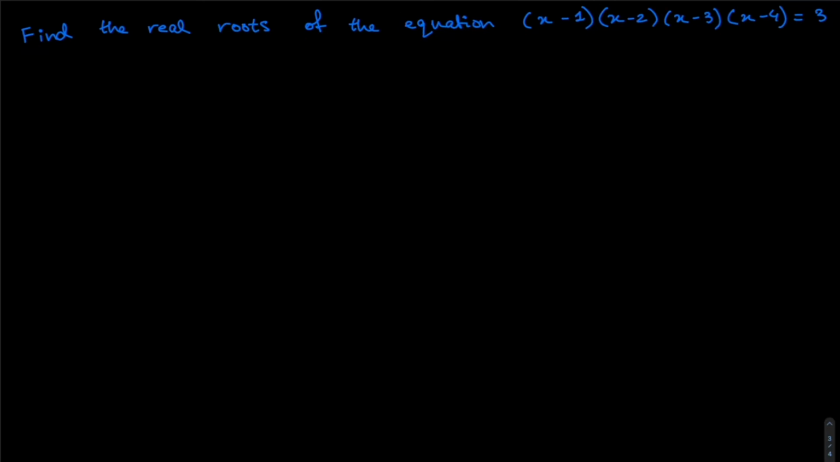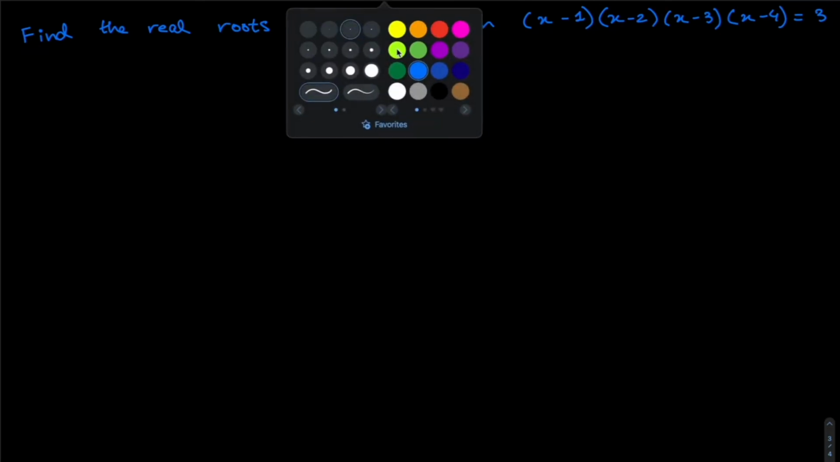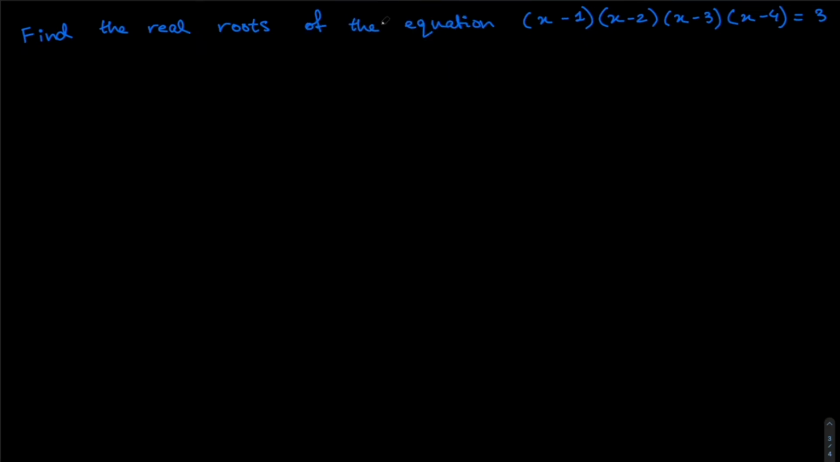All right, so let me change the color. I'll take yellow, I'll take lime. So I have (x minus 1)(x minus 2)(x minus 3)(x minus 4) is equal to 0. Sorry, not 0, it's equal to 3.